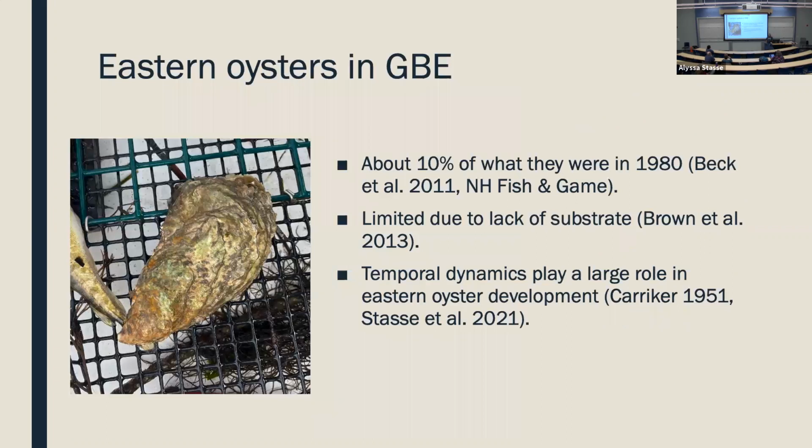Eastern oysters in Great Bay have always been a huge economy, but recently they are about 10% of what they were in the late 20th century. This could be due to a number of things such as overharvesting, stuff that I talked about before, but another thing you can think of is a limited or a lack of substrate for them to set on. So they like to set on stuff such as old oysters, or in our case, we use ceramic tiles. If there is not enough of that material, then they can't set and they can't grow to their full potential.